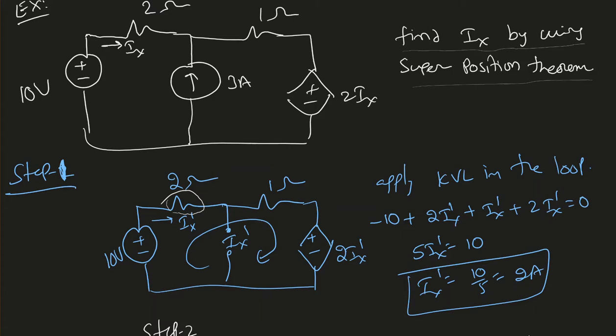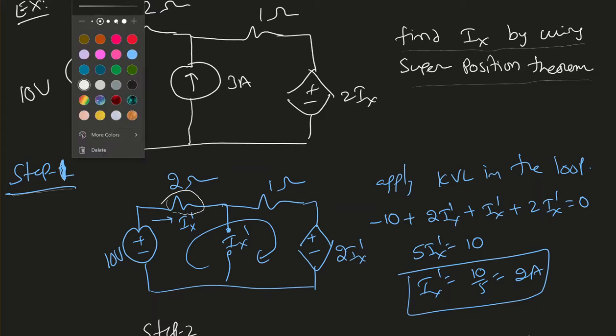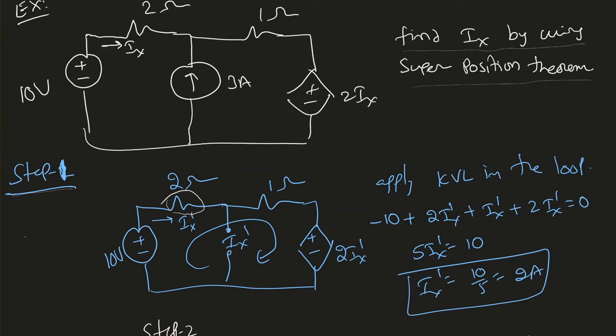We know that for the superposition theorem, we need to solve the circuit based on the number of independent sources. Here I have 2 independent sources, so I have to solve the circuit 2 times. So step 1, I'm going to keep the voltage source and replace the current source with its internal resistance, and keep the dependent source as it is.